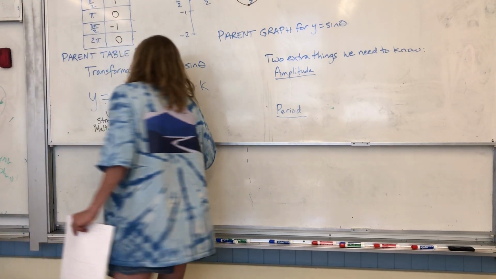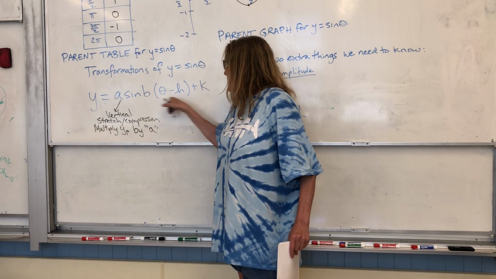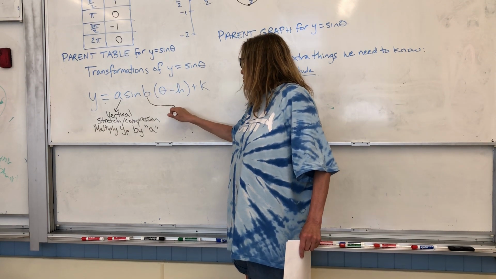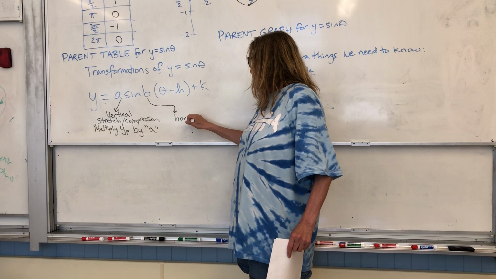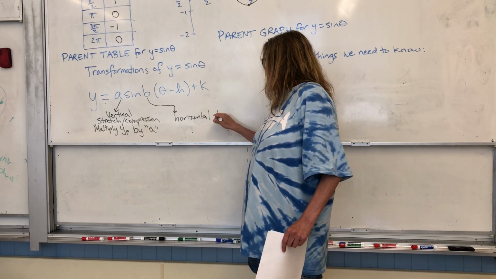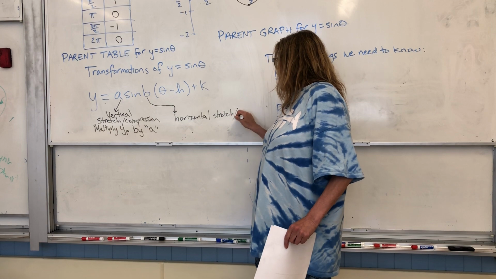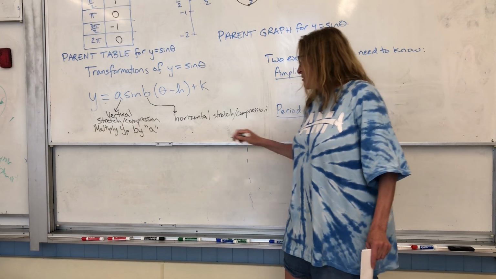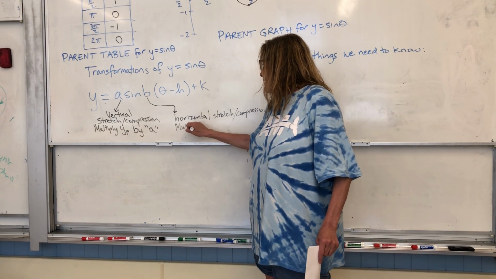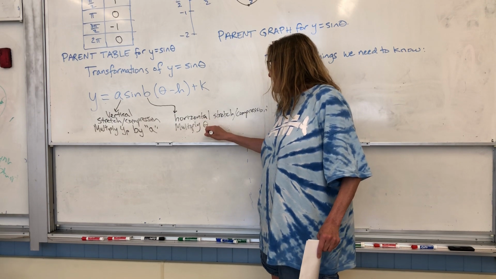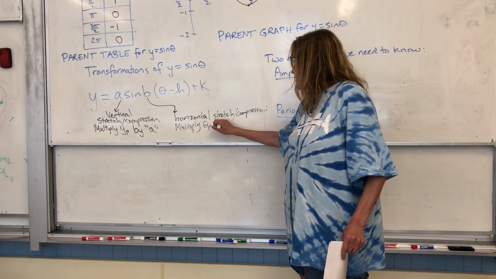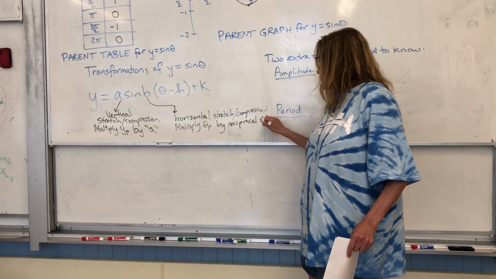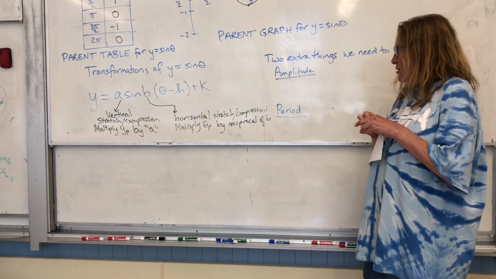Now, if you remember, B is a little bit weird. Anything inside the function affects the x, or the theta. So B is horizontal stretch or compression, which makes sense because it's inside the function. However, remember there's this funky thing here. I'm going to multiply the theta parent not by B, but by the reciprocal of B. So this probably sounds familiar, right? We've done that with other functions.